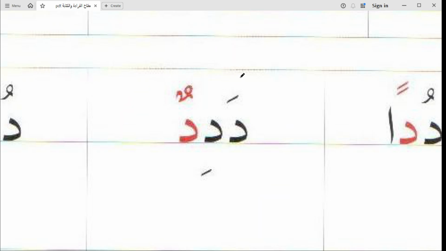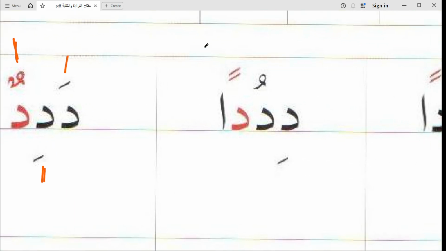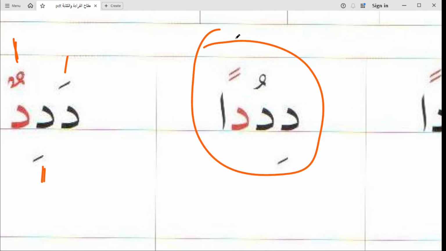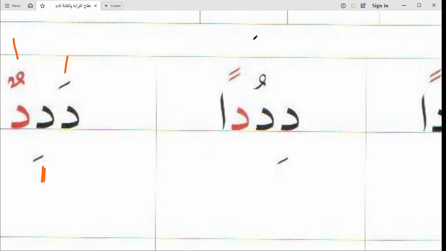So, Daal with fatha is da, Daal with kasra is di, Daal with tanween al-dhamm is dun. So da, di, dun. Alright? Da, di, dun. Let's try this one. Pause the video and try to pronounce it. Alright. If you pronounce it correctly, then try to pronounce it again so you will memorize it.